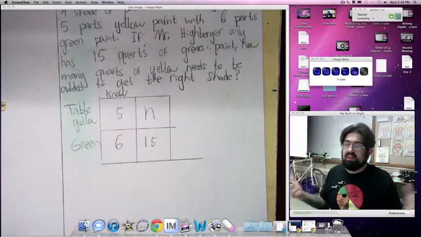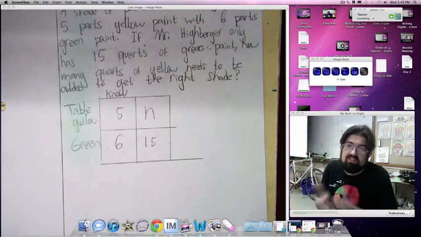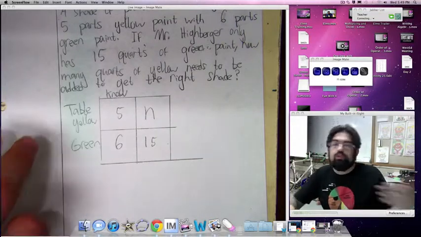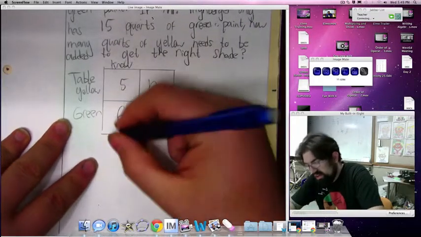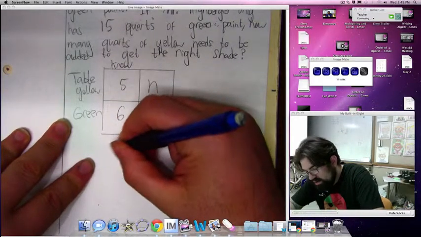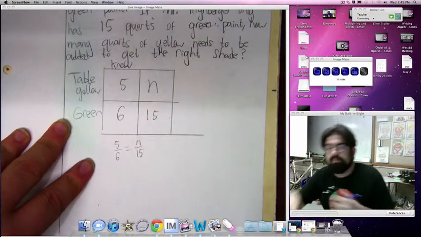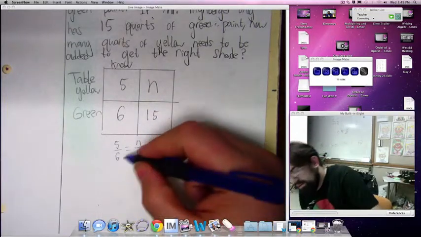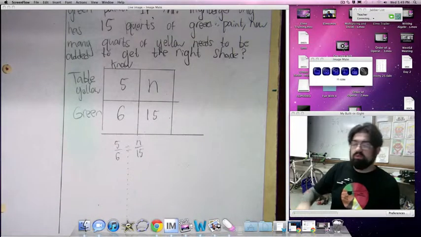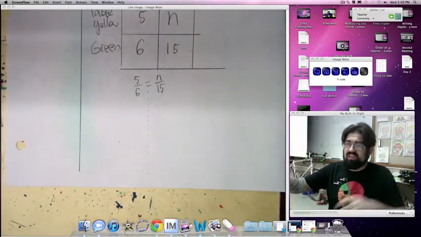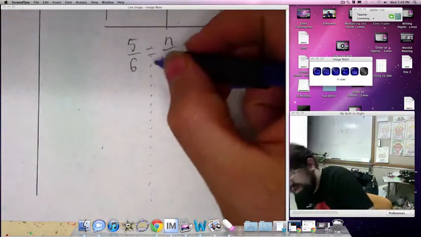And by the way, the letter right there, whatever you want to use. You make a letter, use the sentence, number of quarts. Or use Q for quarts, or Y for yellow, whatever. Okay, that just gave me my equation. 5 over 6 is equal to N over 15. Balance line. And now I have a choice. I can either cross multiply or I can do this like a normal equation. It's up to you. I'm going to cross multiply.